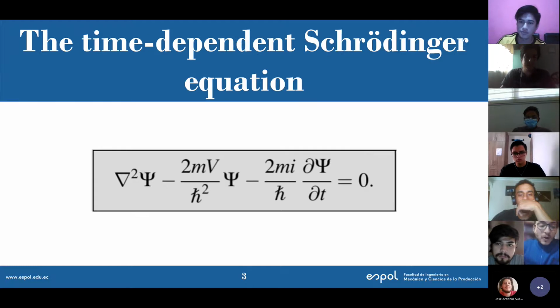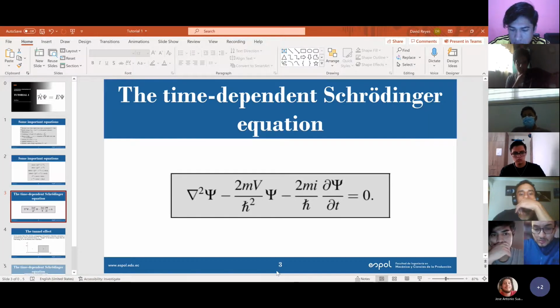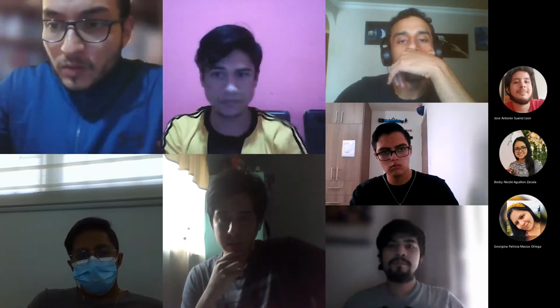Okay, time to work, and let's actually derive this equation. In class, we saw that the time-dependent Schrodinger equation is this one, but we didn't actually see how it is that this equation appears, and that's what we're going to do now. Okay, so I'm going to stop sharing this, and it's time to go to the whiteboard. And now everyone is going to work.